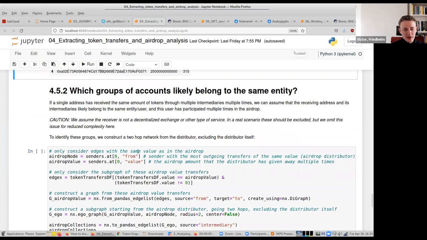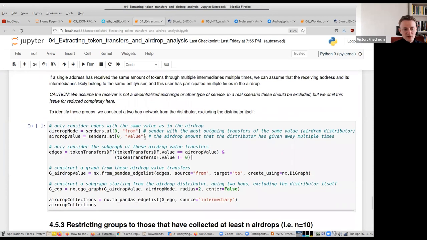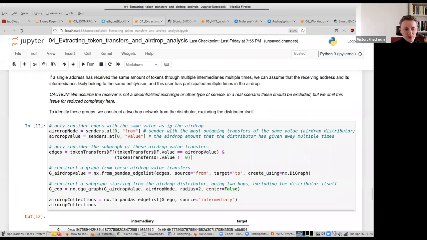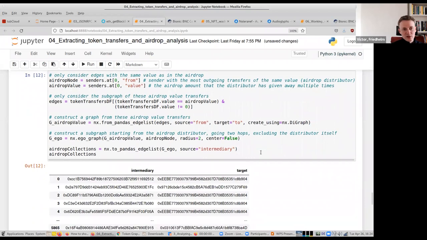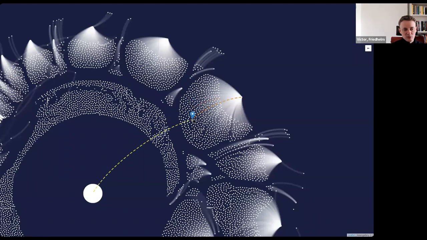So how we would go about that is we would first choose that airdrop distributing node, which we've just looked at, and what value had been sent. And then only consider a subgraph of these airdrop value transfers. So only those where we have these 25 billion tokens being sent again and again. And then we construct a subgraph starting from this airdrop distributing node, going two hops out, but exclude the distributor itself. So that would hopefully yield us just the nodes that we see here and these final nodes here that receive them.